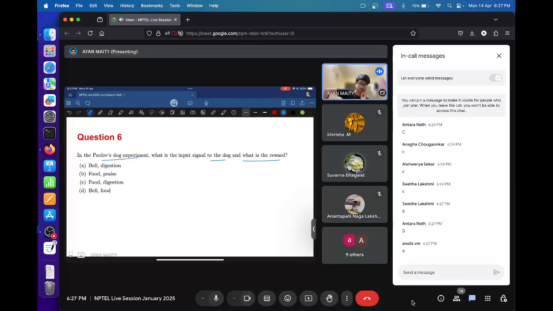Lakshmi says option D, which is bell and food. Ansela says option D. Aishwarya Sekhar says option D. Anagha Sodhankar says option D.